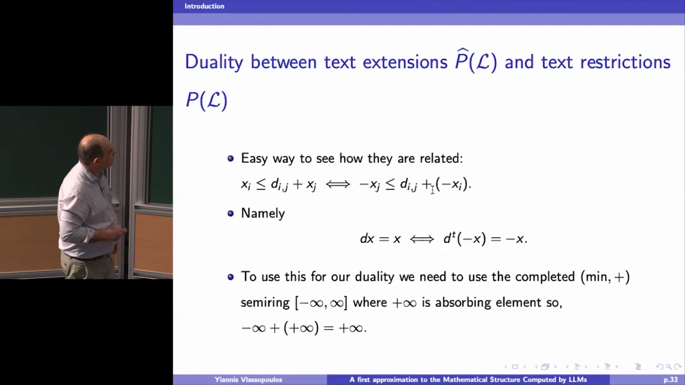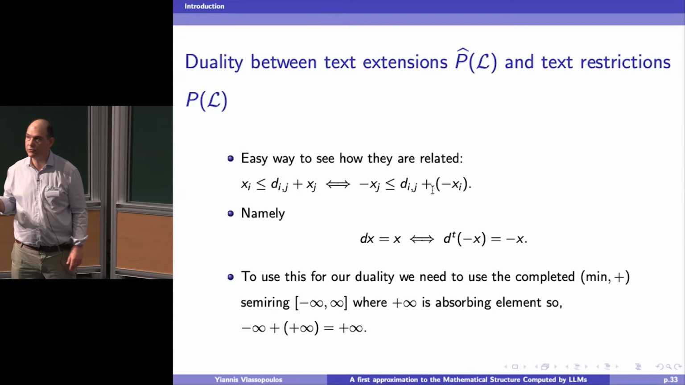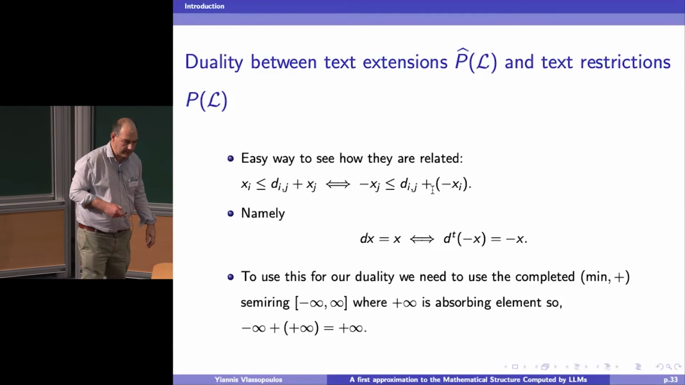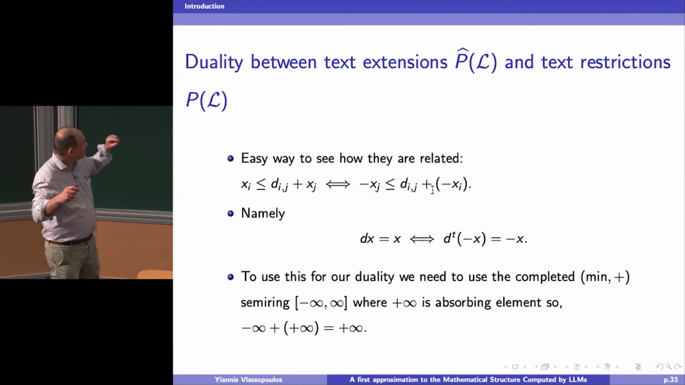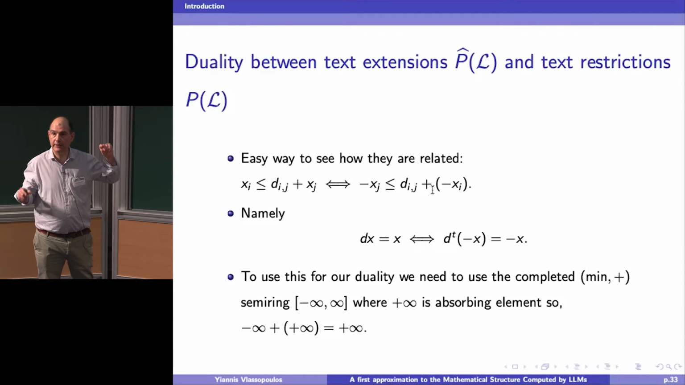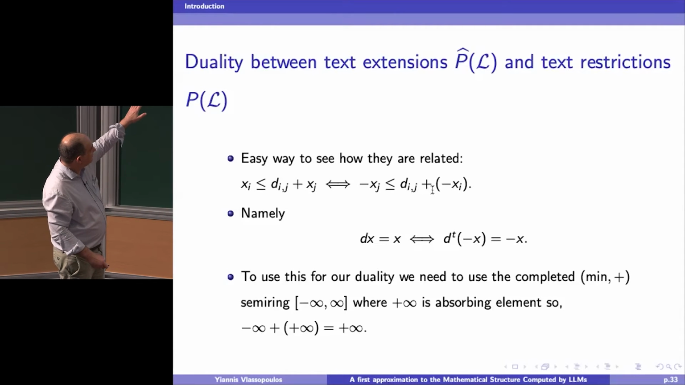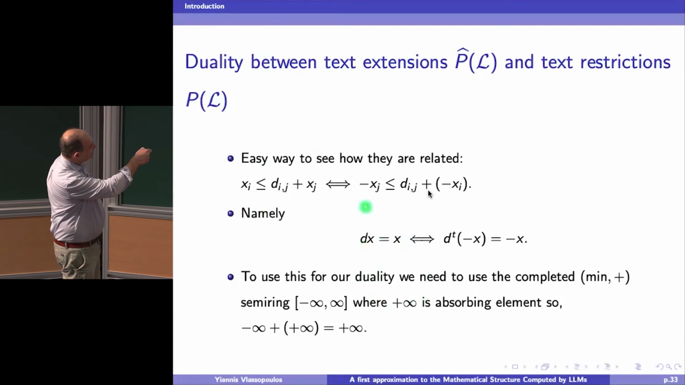All right. So I mentioned something about a duality between extensions and restrictions. The duality is actually a general thing that has to do with tropical matrices. In this particular case, because our matrix is idempotent, it turns out to be very simple and nice to see, because all it means is the following. We have this equation that defines the elements of P of L, xi less than or equal to dij plus xj. And if we take xj and xi to opposite sides, we get minus xj less than or equal to dij minus xi.